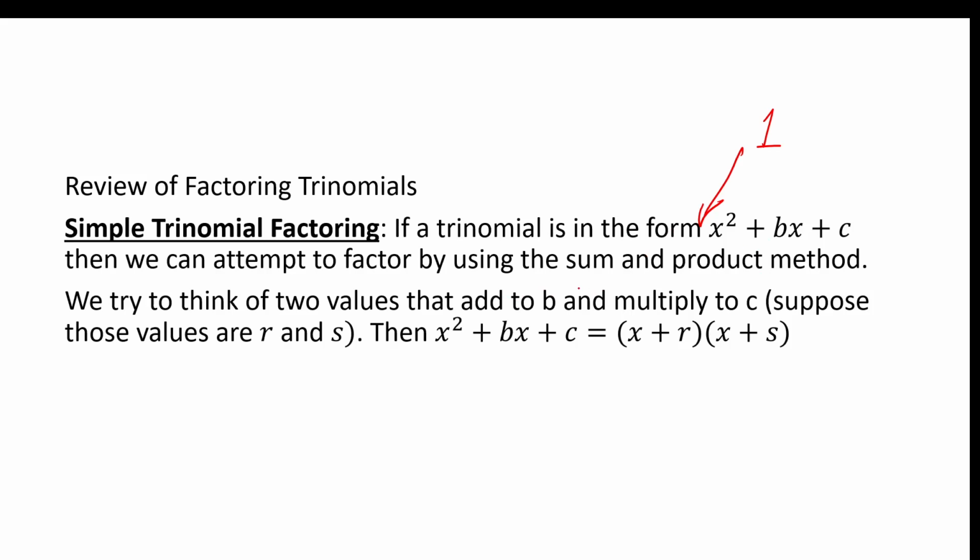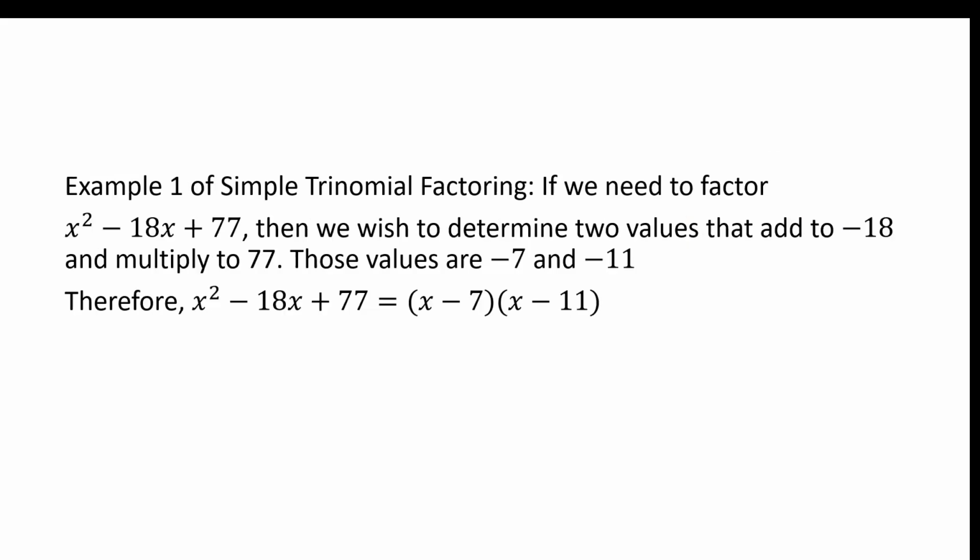We try to think of two values that add to b and multiply to c, and we'll call those values r and s. Then we can say that x squared plus bx plus c equals the quantity of x plus r times the quantity of x plus s. So in example 1, if we needed to factor x squared minus 18x plus 77, then we would want to determine two values that add to negative 18 and multiply to 77.